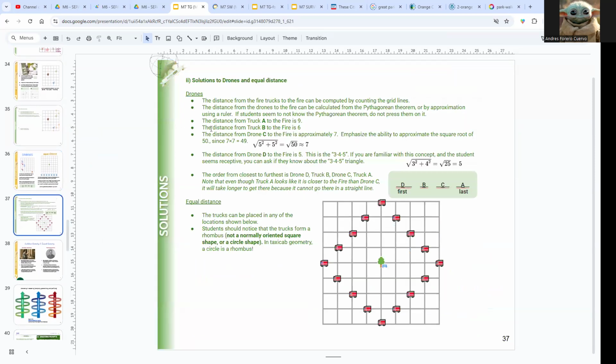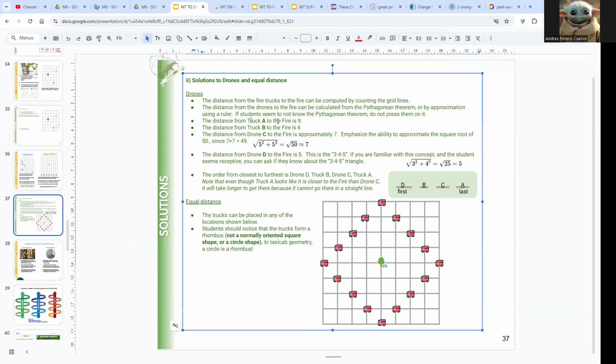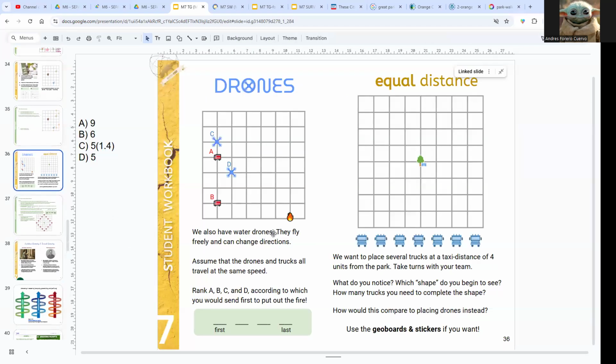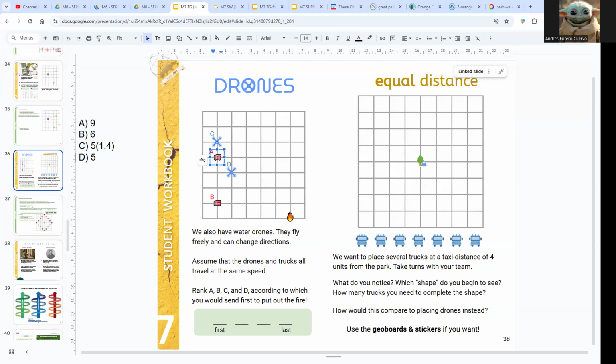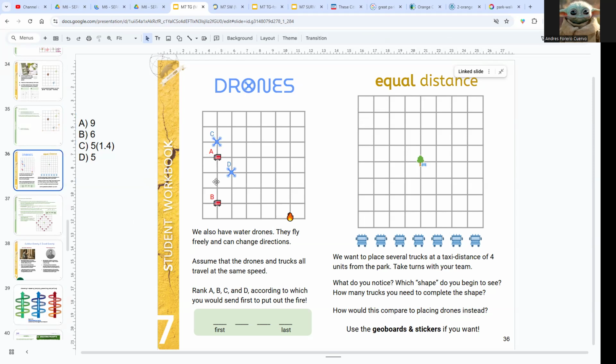Truck A to the fire is 9. Let's convince ourselves why it's 9. You have to follow the rules, so you cannot go in a straight line. For example, you could do a stair: 1, 2, 3, 4, 5, 6, 7, and here 8, 9. You could also just do 4 plus 5, a little faster, right? Or here 5 plus 4. So A is 9. Okay, so not too close.